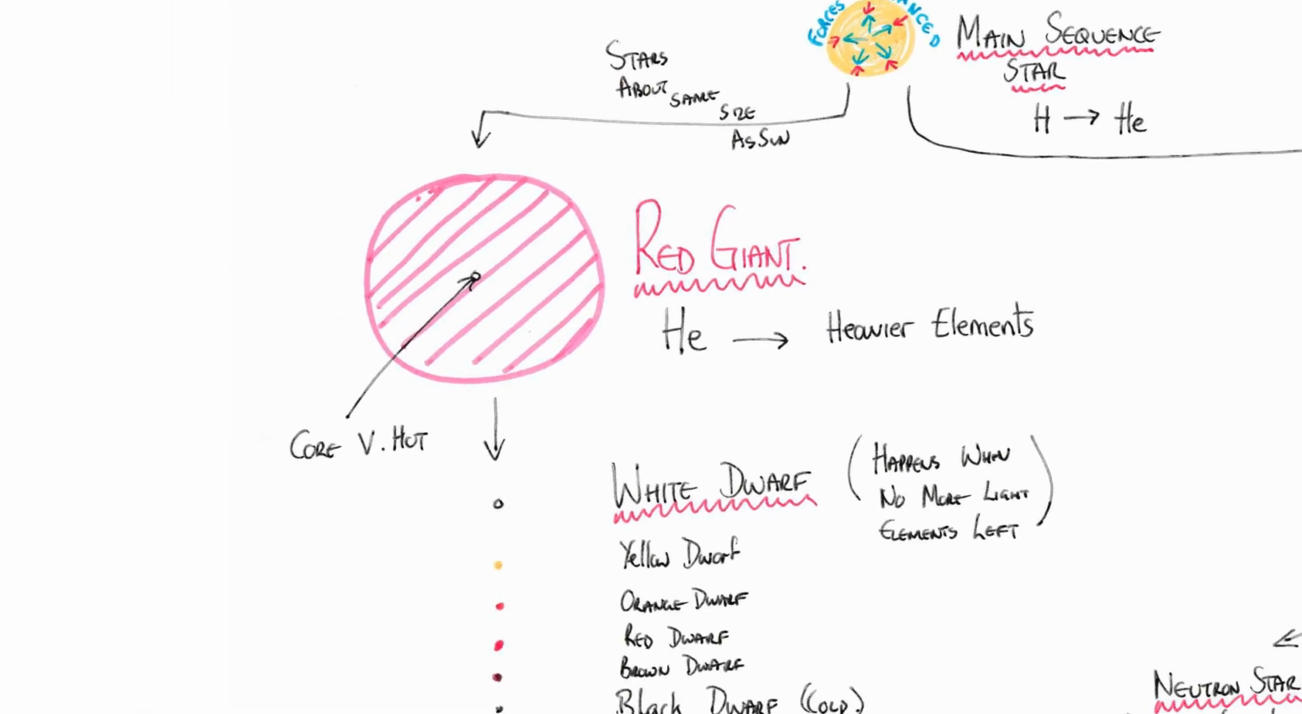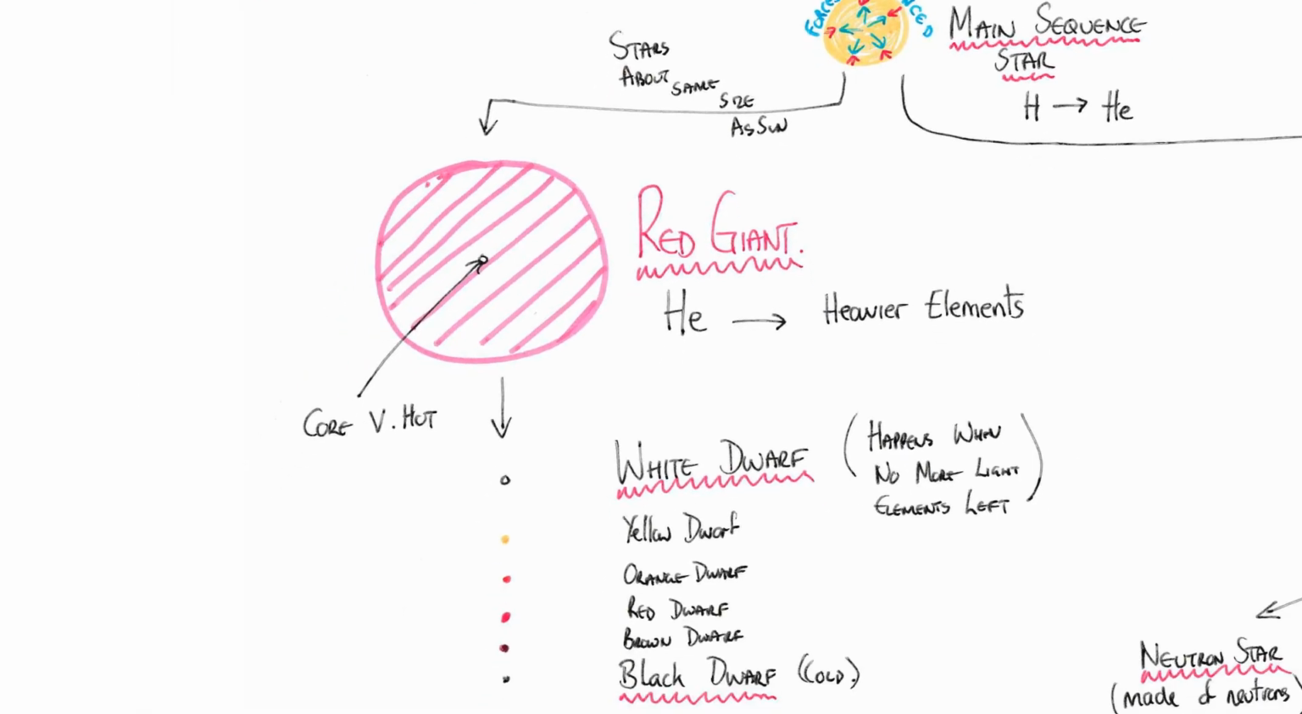After it's gone through the process of turning helium all the way to the heavier elements, then it'll stop doing fusion, and it'll cool down, and the core in the middle will form something known as a white dwarf.